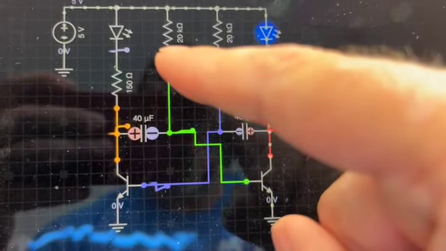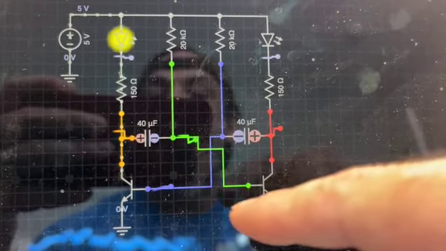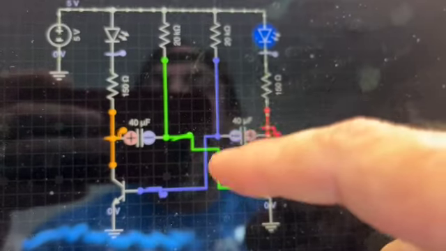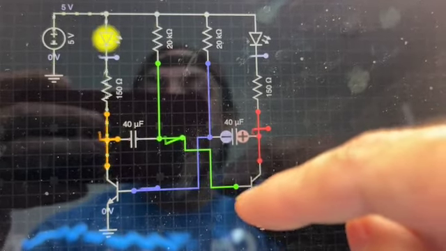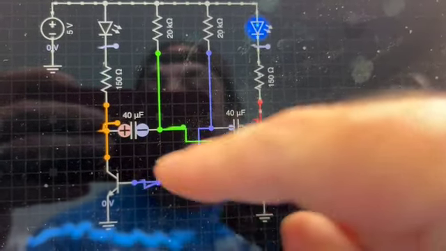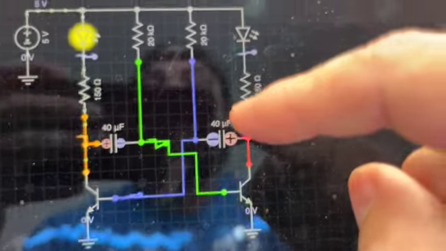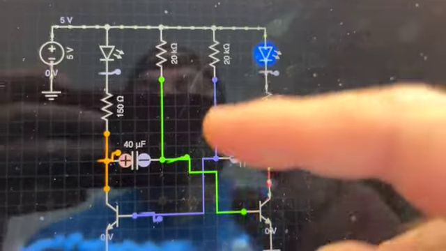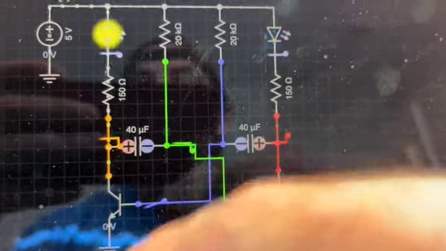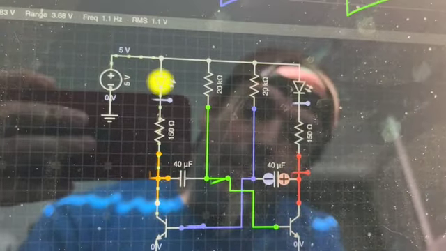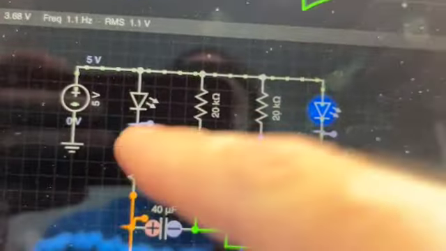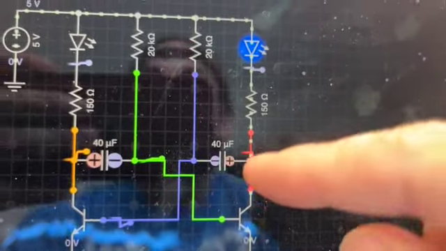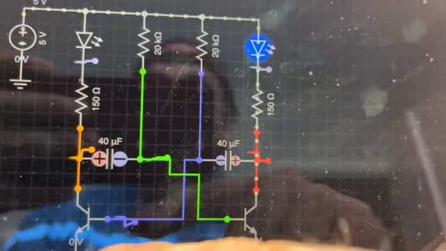We also have a resistor going here to the base of this transistor. We have a resistor going to the base of this transistor and a capacitor going from the collector of this transistor to the base of this transistor, and a current limiting resistor and an LED over here. So what you see here, if there's a way, let me see if I can pause the simulation here. As you can see, this transistor is off. There's no light on here. This one is on.